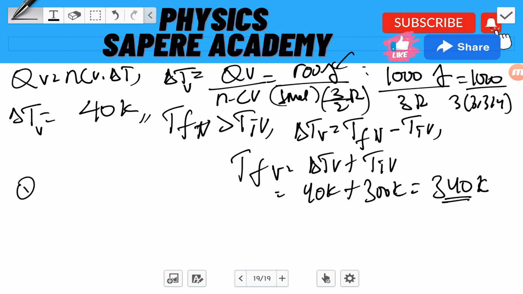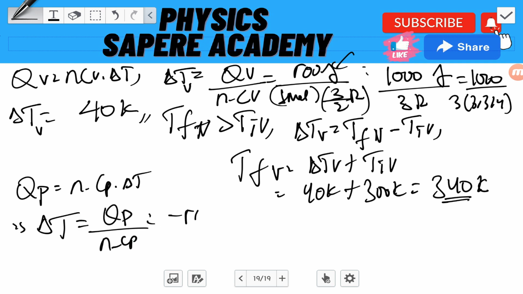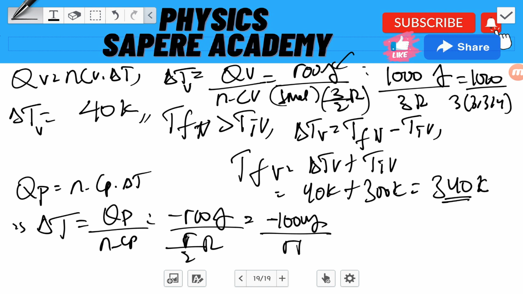Now for the isobaric process, Qp is n Cp times change in T. Here my change in T becomes Qp over n Cp. This is minus 500 joules over 1 mole times Cp, where Cp is 5 over 2 of R. This is again minus 1000 joules over 5R, which is negative 24 Kelvin. This is my change in temperature. It is negative because the system has lost heat.